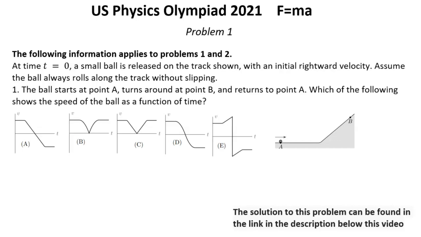First problem. The ball starts at point A, turns around at point B, and returns to point A. Which of the following shows the speed of the ball as a function of time?